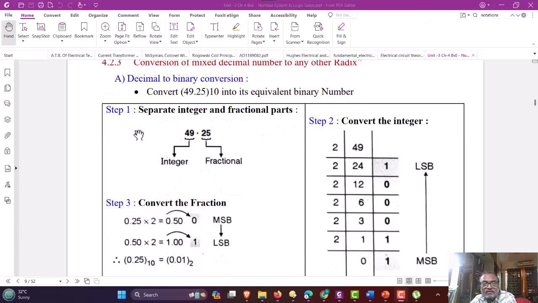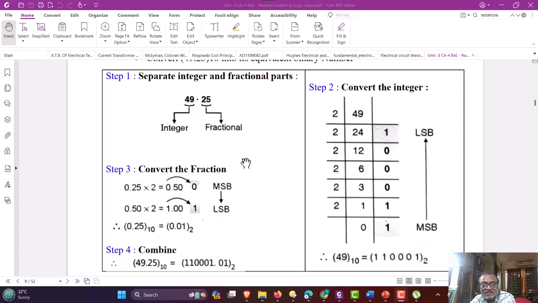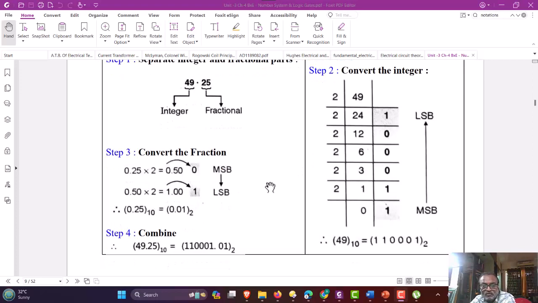So what we do? We will take the integer portion and the fractional portion separately and convert them. The conversion logic for the integer portion is we successively divide the number by the base of the system and note the remainders, then take the last remainder as MSB, from bottom to top, and the first remainder as LSB. Whereas in the fractional portion, what we do?